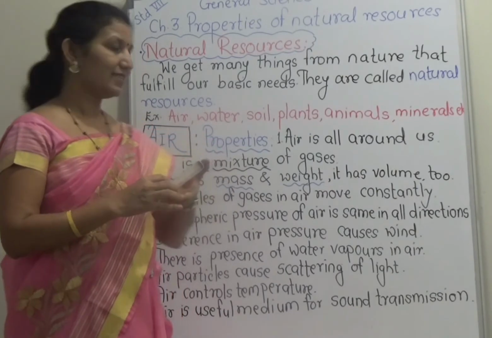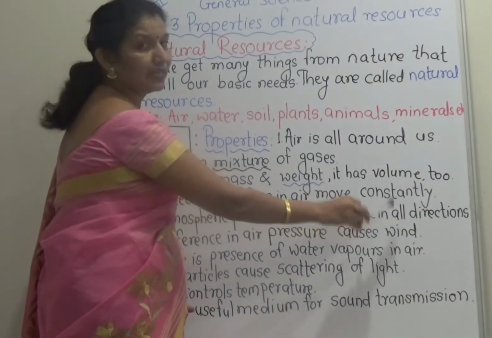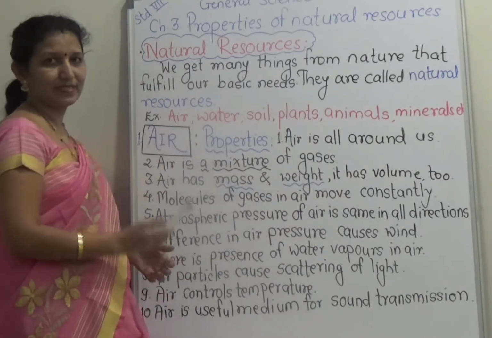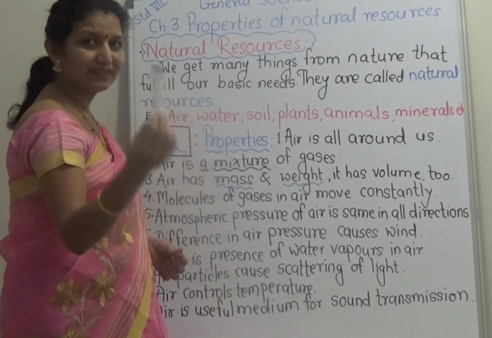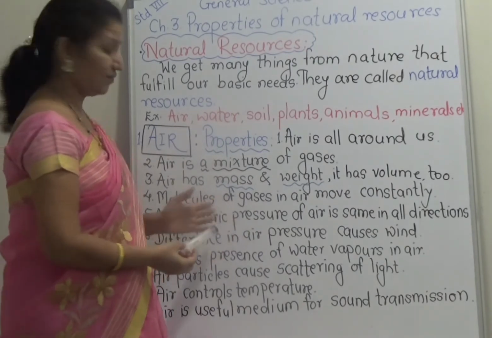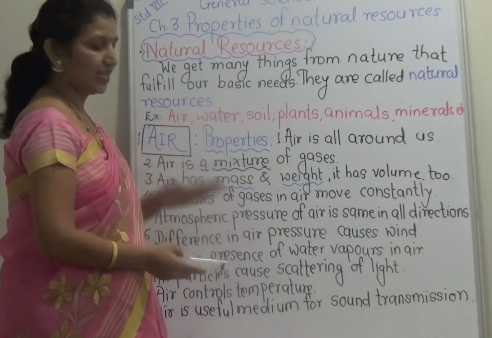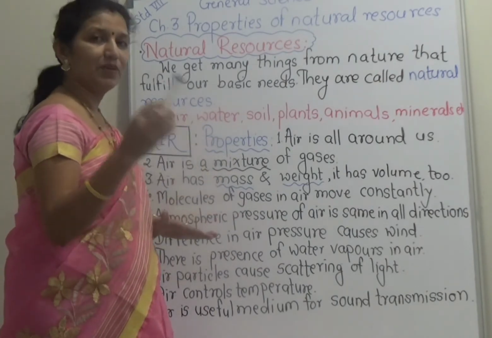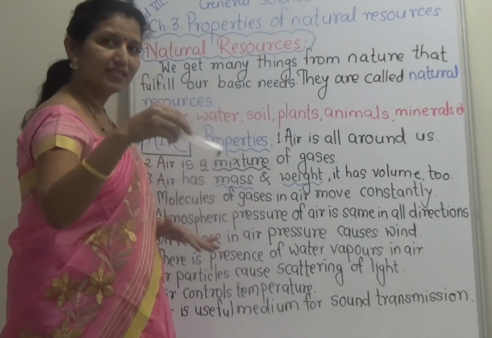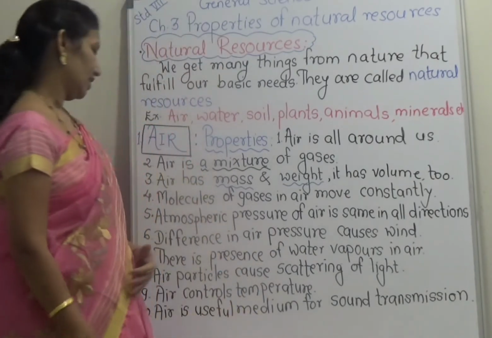It proves that the atmospheric pressure of air is the same in all directions. With the help of this syringe, we have proved that atmospheric pressure of air is the same in all directions, because in vertical, horizontal and inclined position it was the same.